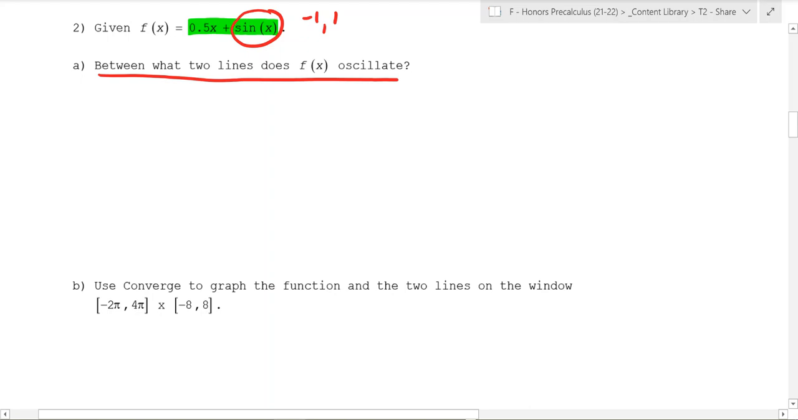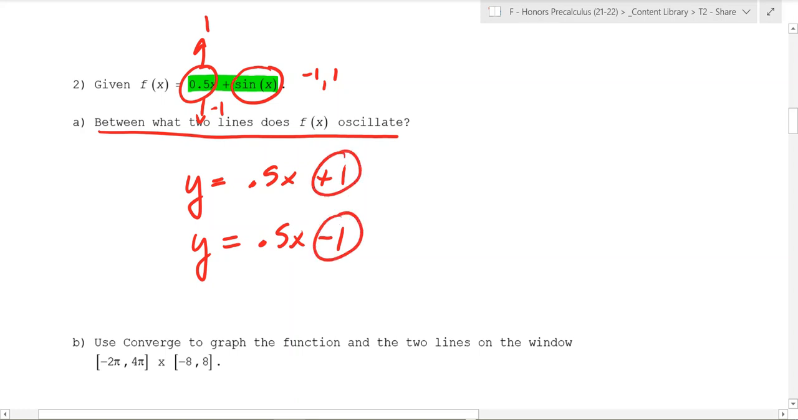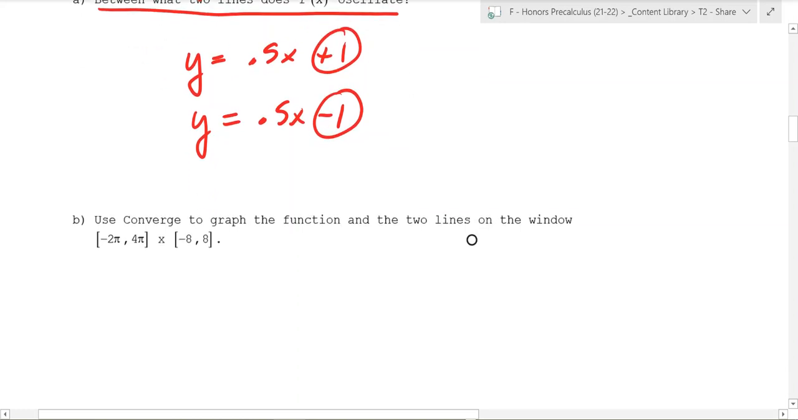Well, sine of x is going to either at most change this by 1 or go down by 1. So it's either going to go up 1 or down 1. So what that means is the upper bound will be 0.5x plus 1, and the lower bound would be 0.5x minus 1, because no matter what x is, sine of x at most can add 1, and at most can take away 1.